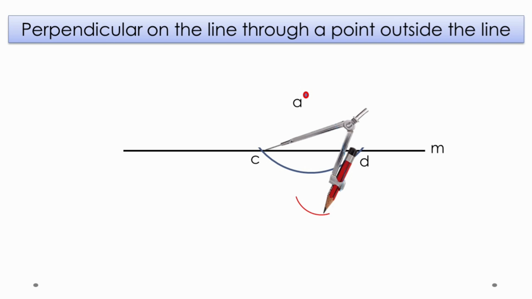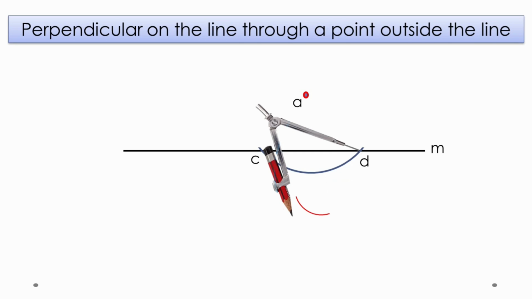With the same radius and D as the center this time, draw another arc below the first arc. Mark the point of intersection of these two arcs as E. Join point E to point A with the help of a ruler. This line AE is perpendicular to the line M.